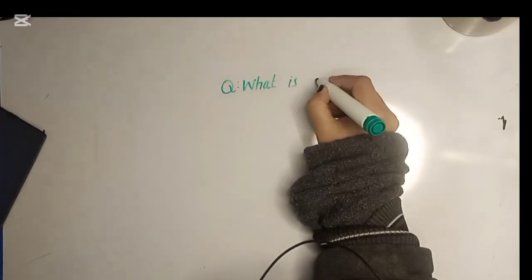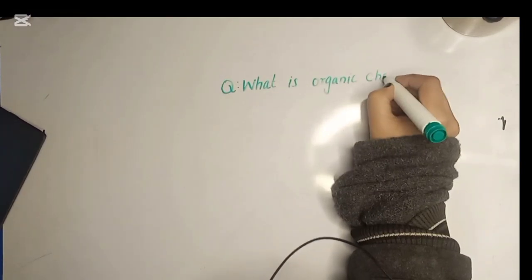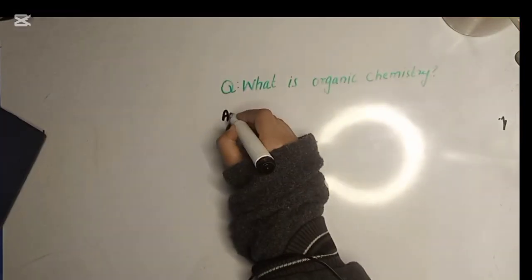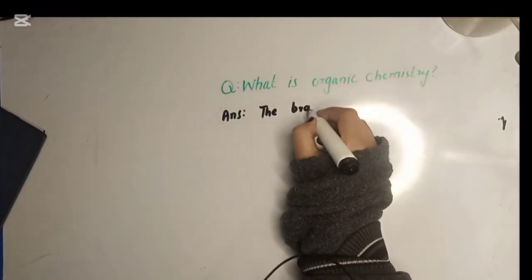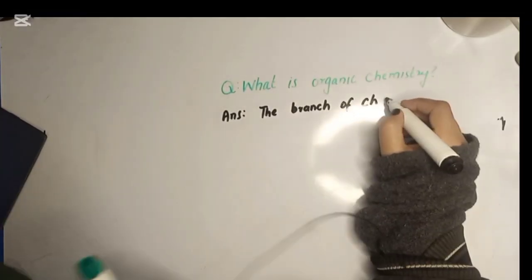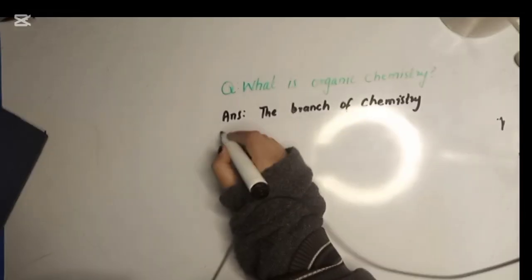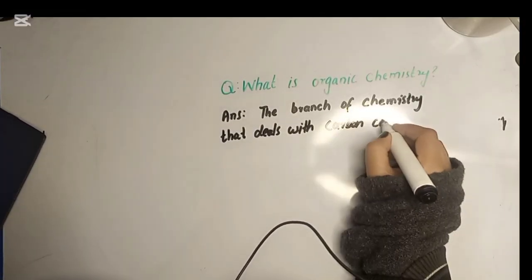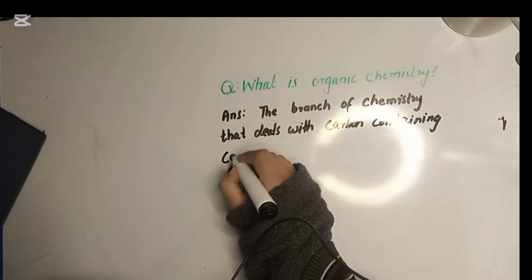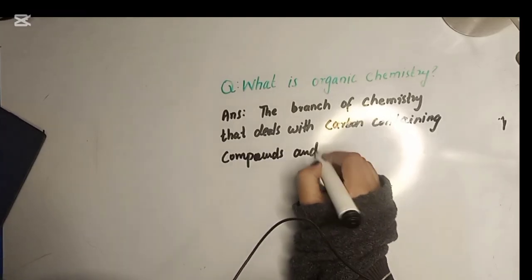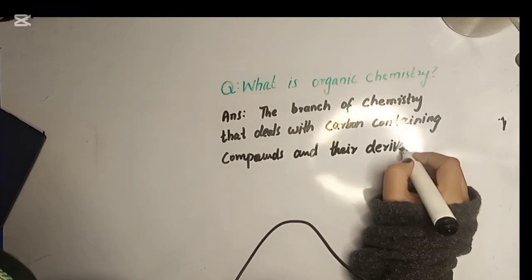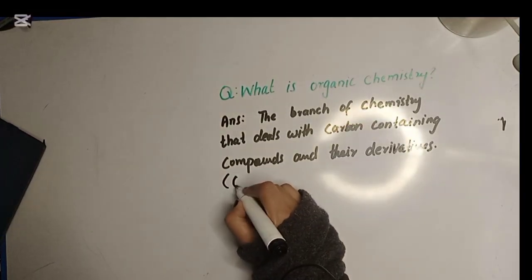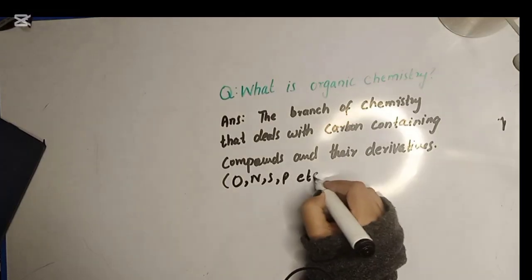What is organic chemistry? The answer will be, the branch of chemistry that deals with carbon containing compounds and their derivatives. Derivatives contain carbon, oxygen, nitrogen, sulfur, phosphorus, etc.